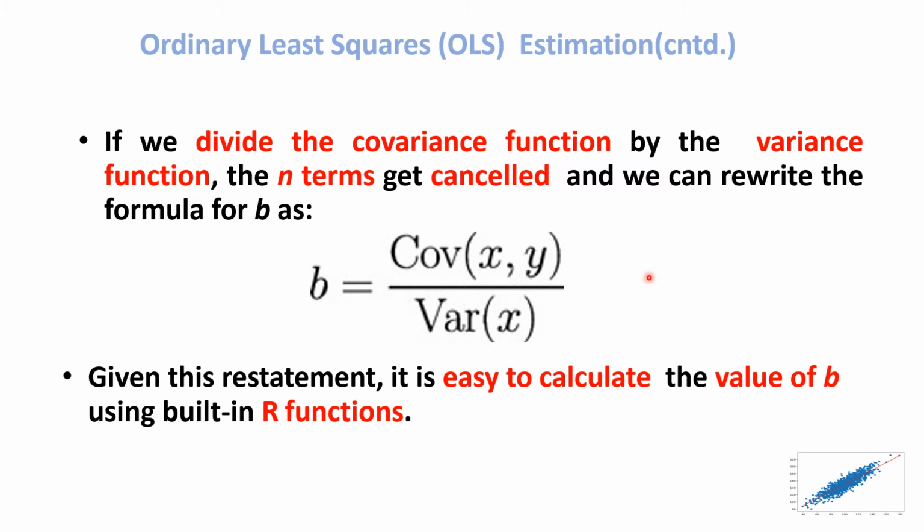If we arrange the denominator and numerator terms, we get the equation: B is equal to covariance of xy divided by variance of x. If we divide the covariance function by the variance function, then the n terms get cancelled and we can rewrite the formula for B as B is equal to covariance of xy divided by variance of x. Given this restatement, it is easy to calculate the value of B using the built-in R function. In programming languages, it is easy to calculate the value of B using this formula.